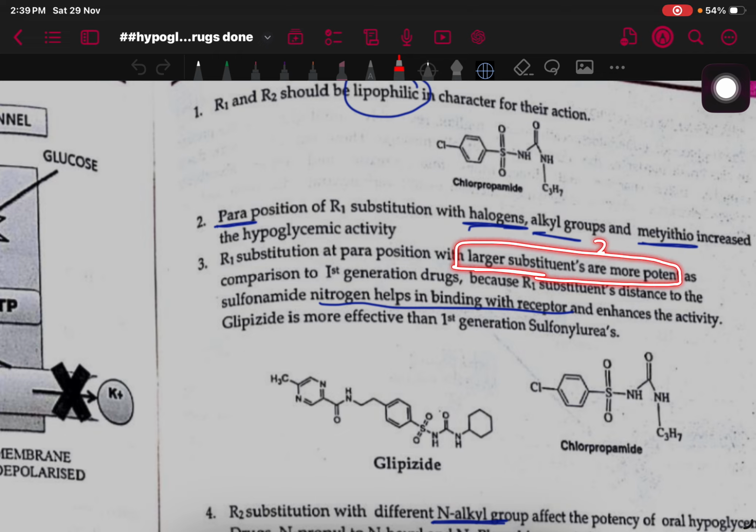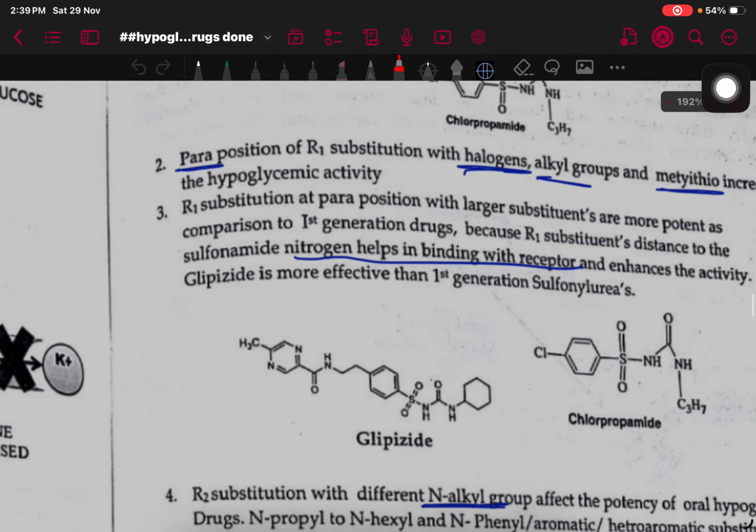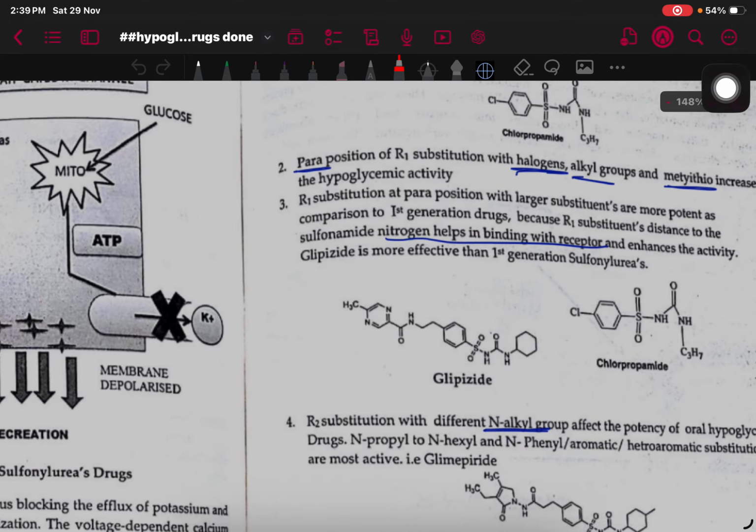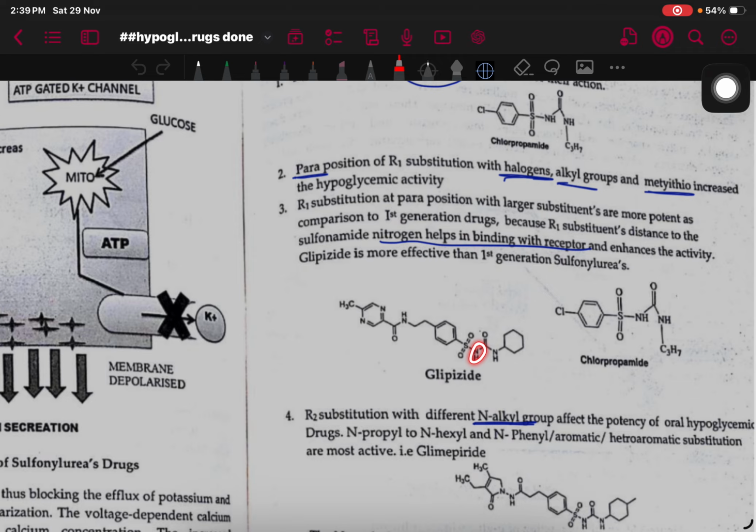In the case of second generation drugs like glimepiride and glipizide, large substituent groups are more potent as compared to first generation, because the R1 substituent distance to the sulfonylurea nitrogen helps in binding with receptors. If we have a large group here, it can bind well with the receptor. This sulfonylurea amide nitrogen will be able to bind with the receptor more effectively, as it is not going to be hindered, which enhances binding. Glipizide is more effective than the first generation group.